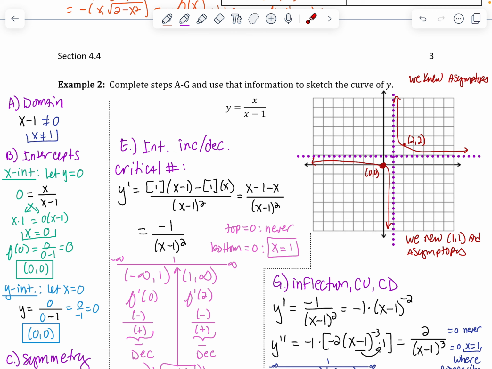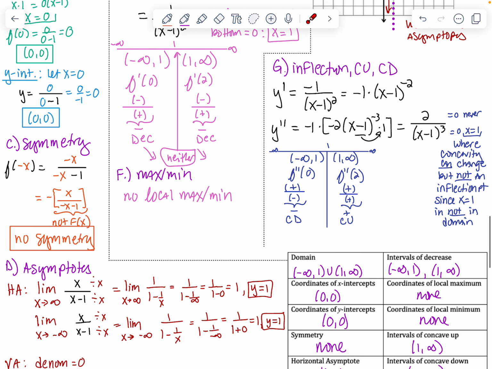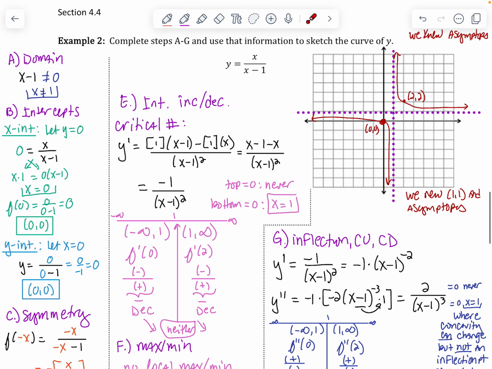So the denominator does not equal 0. Well, we find it by actually setting it equal to 0, or in this case, you could just think of adding 1 to both sides. So the domain is anywhere that x is not equal to 1. So we can go from negative infinity to positive infinity so long as 1 is excluded. So stop at 1 and start again at 1, which is why we have these round parentheses.